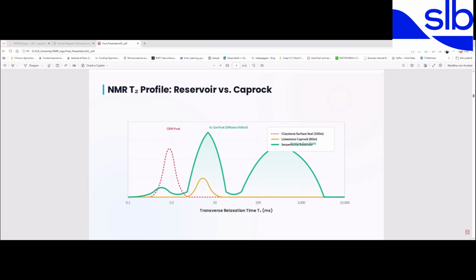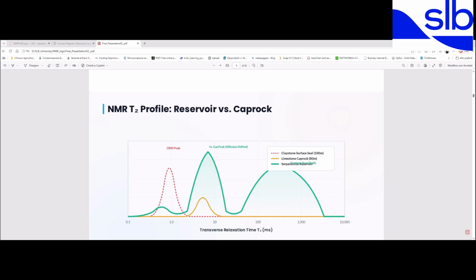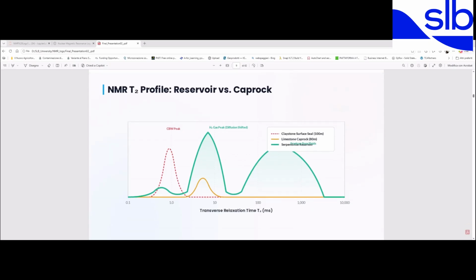So we have a first plot of nuclear magnetic logs, T2 time profile, reservoir versus cap rocks. You have the cap rocks, the limestone, with this kind of response, this T2 transverse relaxation time expressed in milliseconds. You have a green, a dominant peak in this part, but the signature of serpentinite rocks is much different, because you have this point that represents the gas diffusion peak. The claystone surface seal is this, and the signature of the clay surface seal is totally shifted from the peak of the limestone cap rocks and the gas diffusion peak of the serpentinite reservoir.